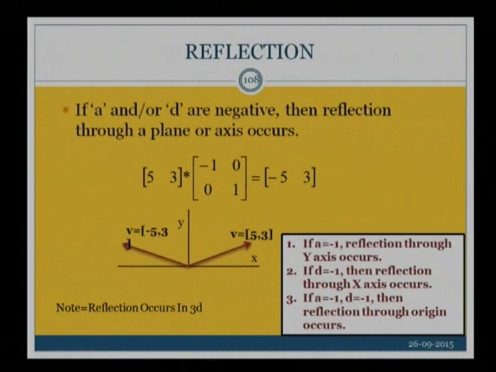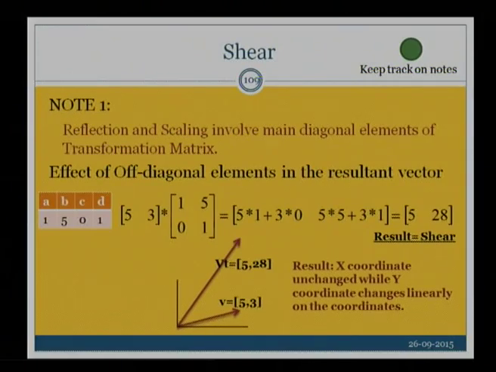And when A is equal to minus 1 and D is equal to minus 1, reflection will occur through the origin, it will be reflected like that. And what do the off diagonal elements do? This 5, 3, now off diagonal is the opposite diagonal, these two elements are off diagonal. You see this is called shearing. Shear means some sudden force has been applied, so it has been deformed in one axis. In that case shear happens.